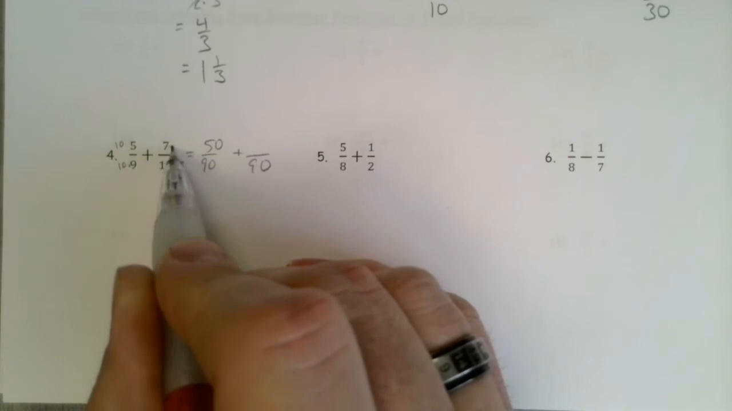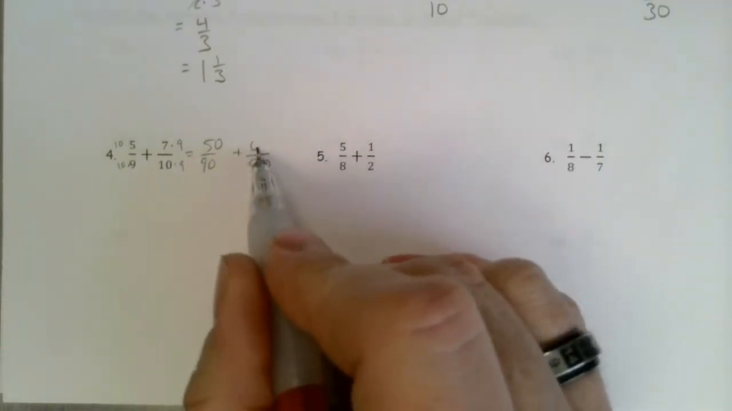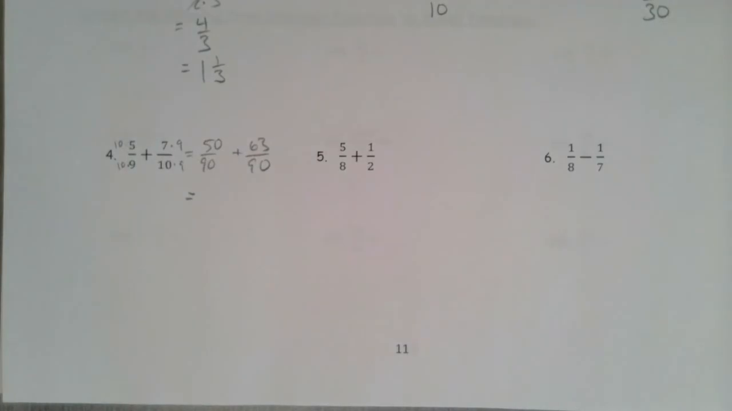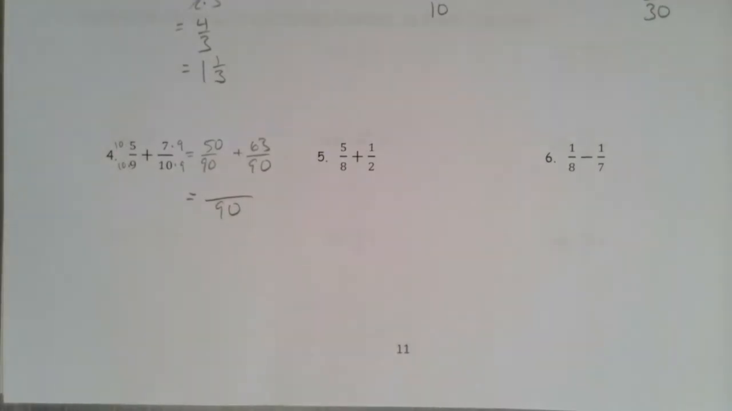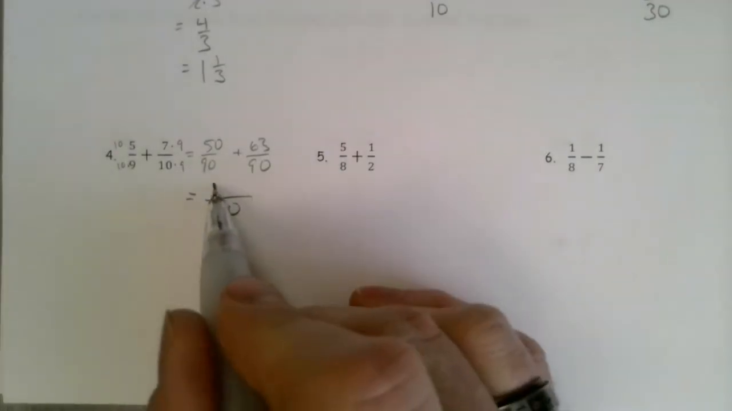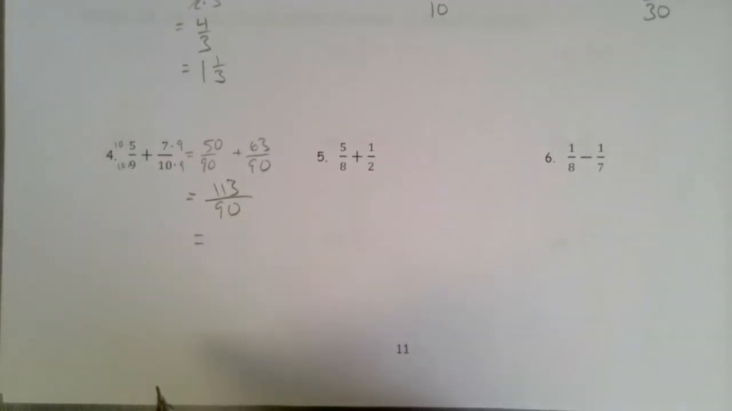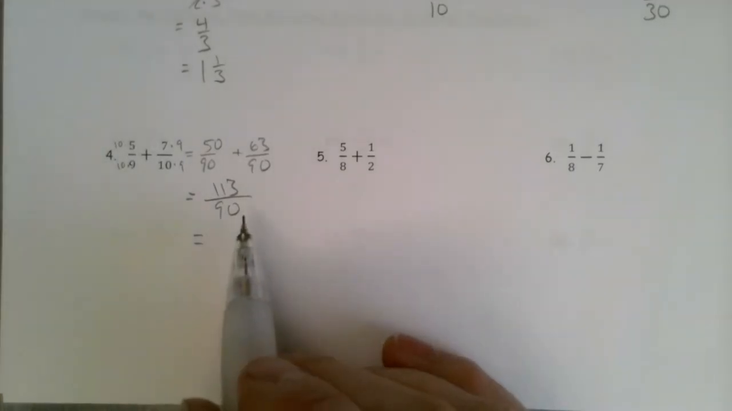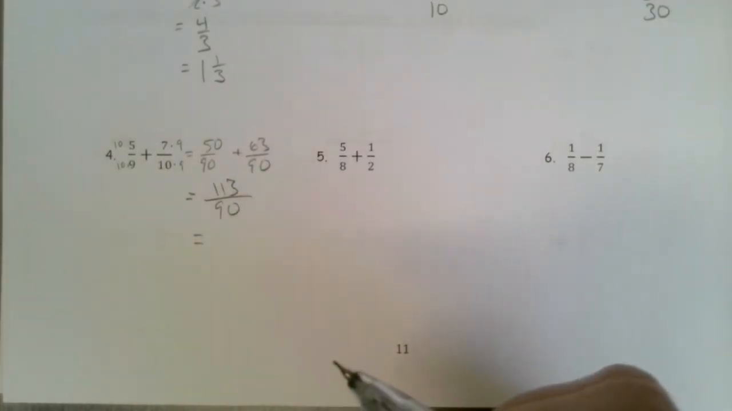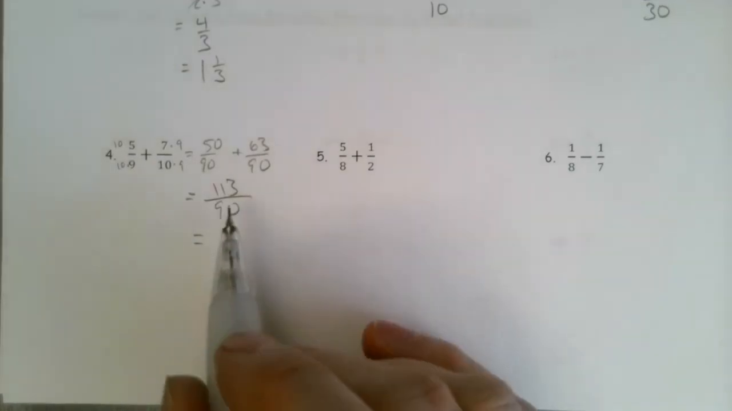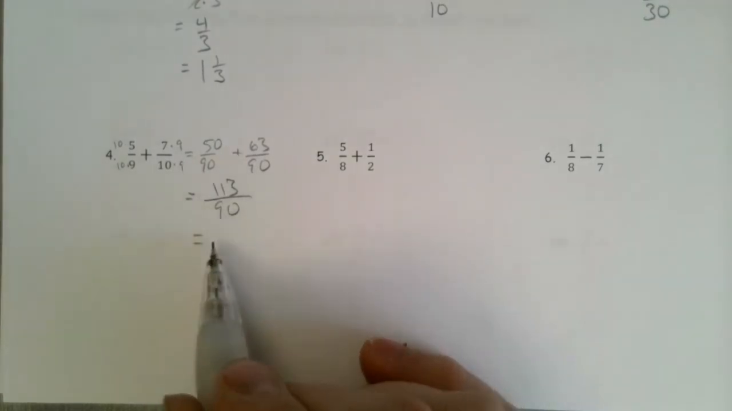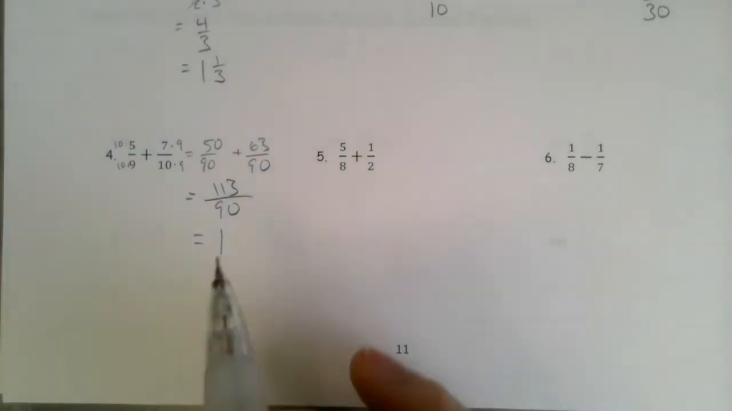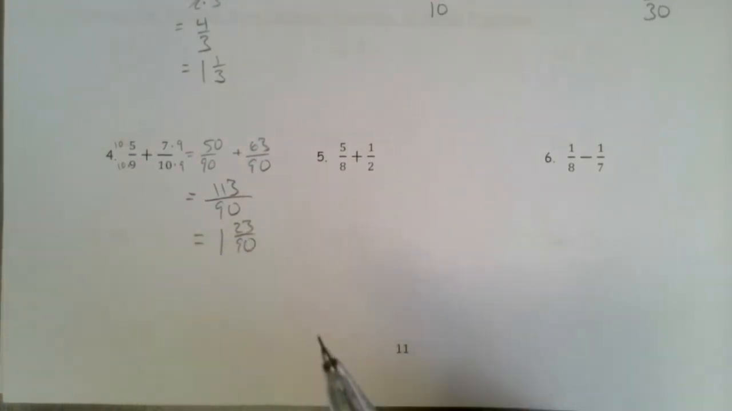And here I had to multiply numerator and denominator by 9. It's going to give me 63 90ths. Okay? So now I know that 50 90ths plus 63 90ths is going to equal 113 90ths. And so now that's an improper fraction. They don't really have any common factors there, though, between 113 and 90, but I can write this as a mixed fraction. 113 divided by 90 is going to be 1, with 23 90ths left over.